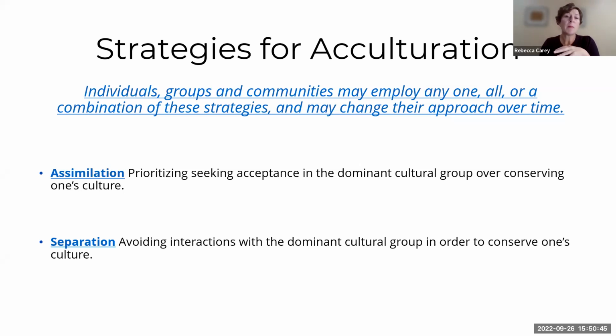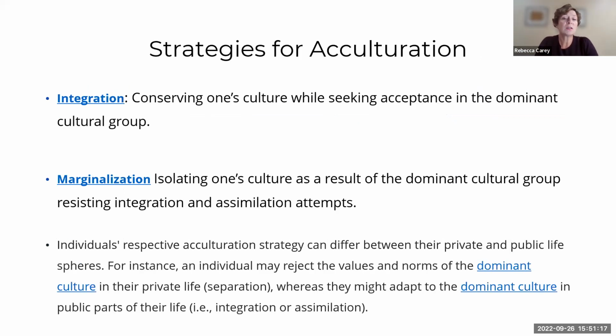So I'm going to talk a little bit more about the strategies for acculturation that individuals, groups, and communities may employ. And they might employ one, all, or a combination of these strategies over time. So assimilation is prioritizing seeking acceptance in the dominant cultural group over conserving one's culture. Separation is avoiding interactions with the dominant cultural group in order to conserve one's own culture. Integration is conserving one's culture while seeking acceptance in the dominant cultural group.